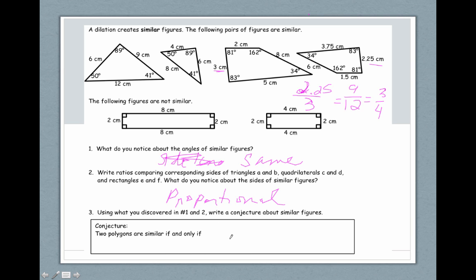So two polygons are similar if and only if angles are congruent and sides are proportional.